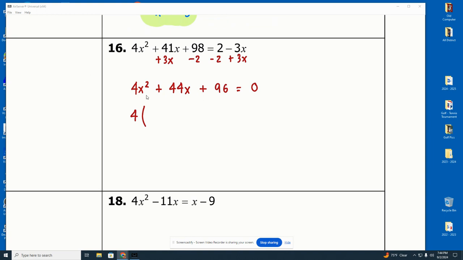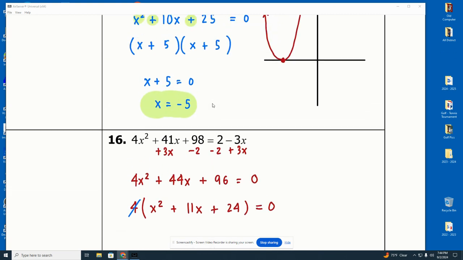Now look, 4x squared divided by 4 is x squared. 44x divided by 4 is positive 11x. And then 96 divided by 4 is positive 24. So here's the point. When I'm solving and not just factoring, this factor is kind of unimportant because 4 can't equal 0. And since it doesn't have a variable, we just let it cancel.